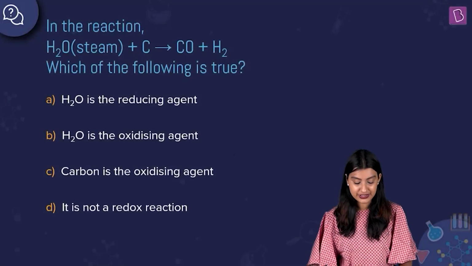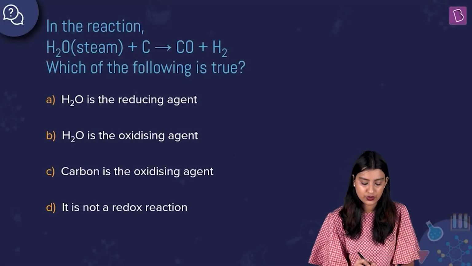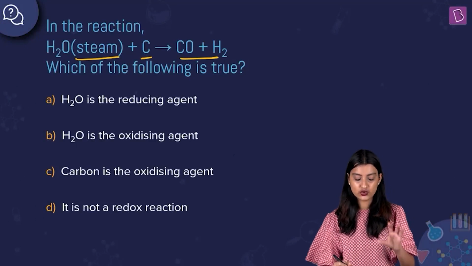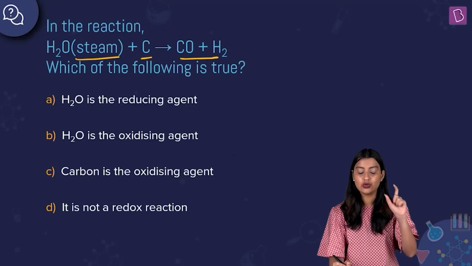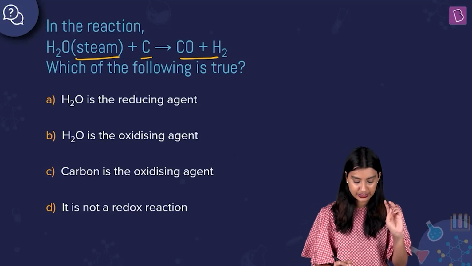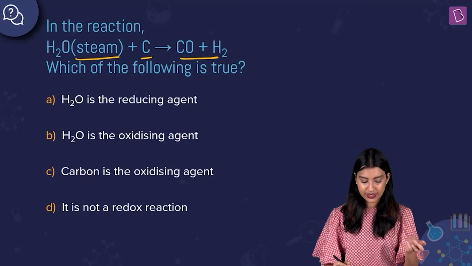Alright, so here you have a reaction. In the reaction, H2O, that is steam, plus carbon gives you carbon monoxide plus H2. Which of the following is true? And when you look at the options, they're talking about what is the reducing agent, what is the oxidizing agent, and all of that, right?